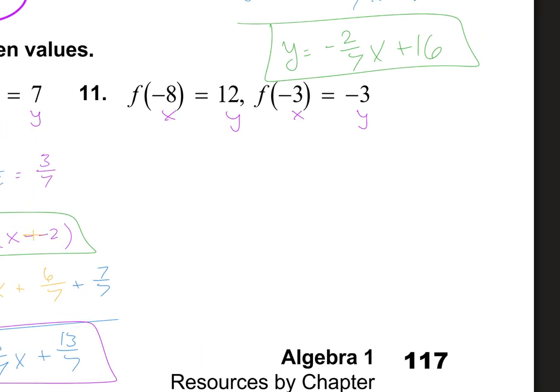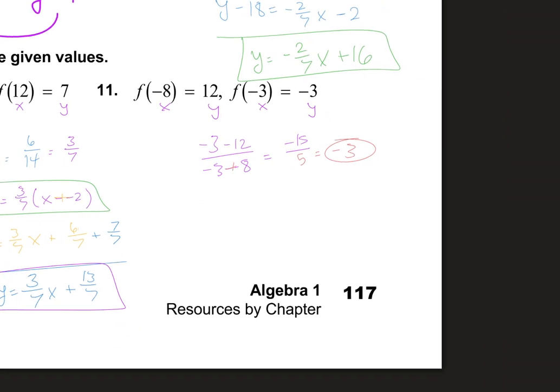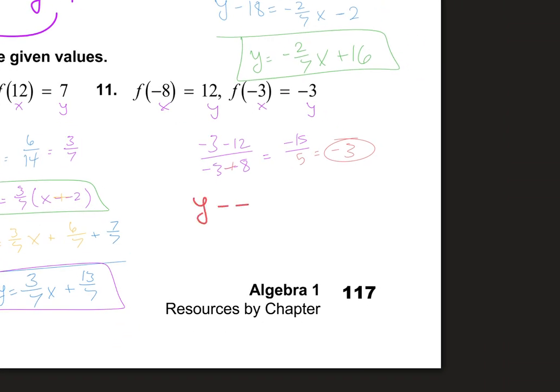And last but not least, y2 minus y1, x2 minus x1, negative 15 over 5 is negative 3 for a slope. Y minus negative 3 equals negative 3 times x minus negative 3. And if you're like, where is he getting all these 3's from? Right here. I just looked and said, I don't really want to do that. And here's the thing. You could also do that, okay?